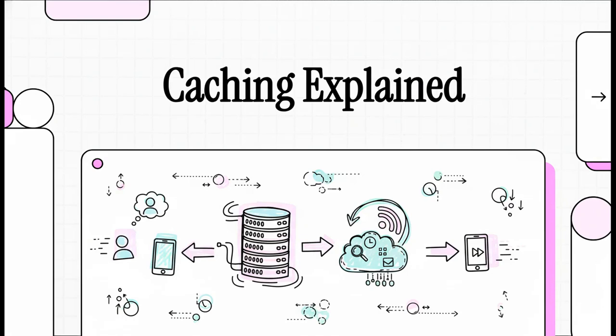Let's talk about caching. It's this invisible engine that makes the modern internet feel so incredibly fast. It is literally the secret sauce behind why your favorite apps and websites load in the blink of an eye. So today, we're going to pull back the curtain and see exactly how it works.